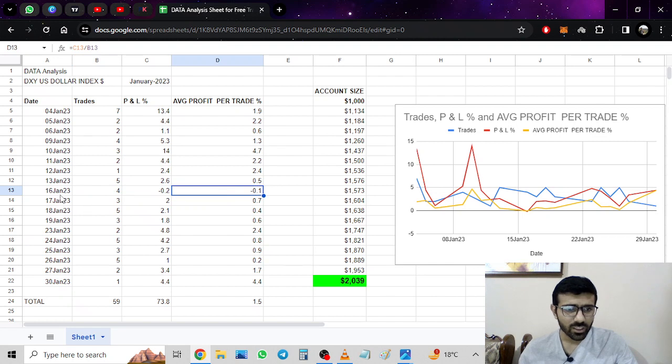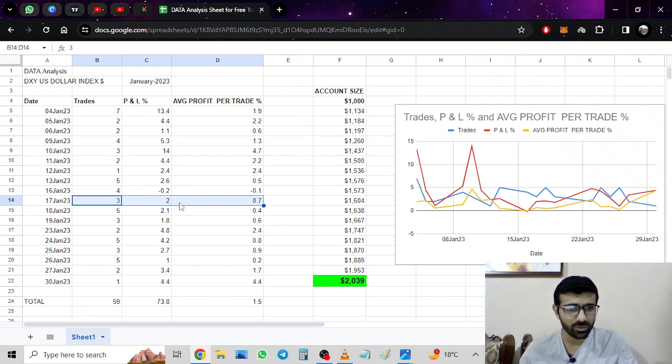Okay. So data is speaking for itself. So we went from $1576 to minus 0.2, which means $1573. Okay, our account size on 16th of January would have reduced by $3. Okay, then we went on to the next day, 17th of January.